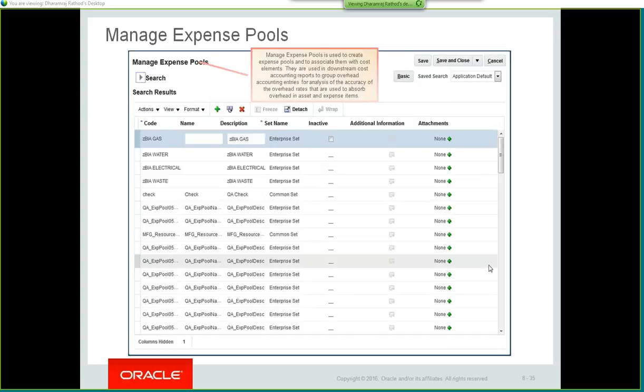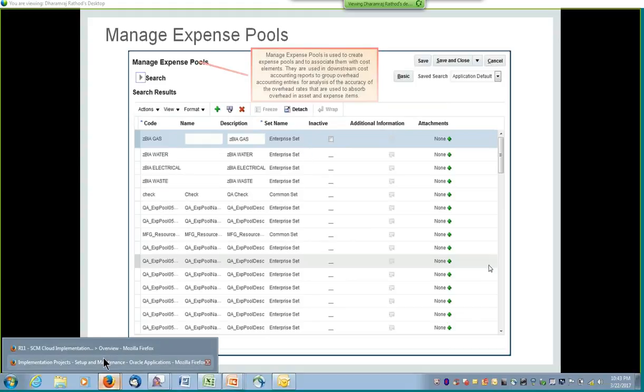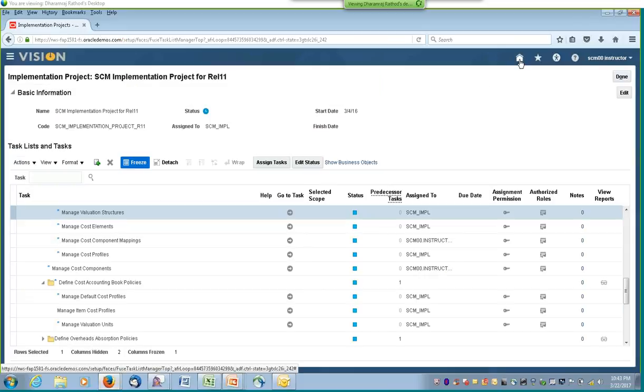From the expense pool standpoint, manage expense pool is where you can go create your expense pool, just plain text. You can have your code, name and description. Once the expense pools are created, you would go into the UI. And by the way, all this expense management is on the work areas, not on the FSM. So once the expense pools are created, you go configure your overhead rules.